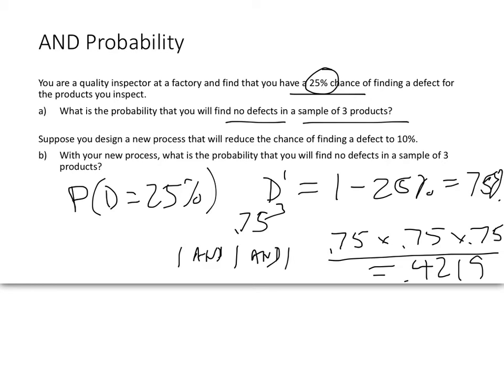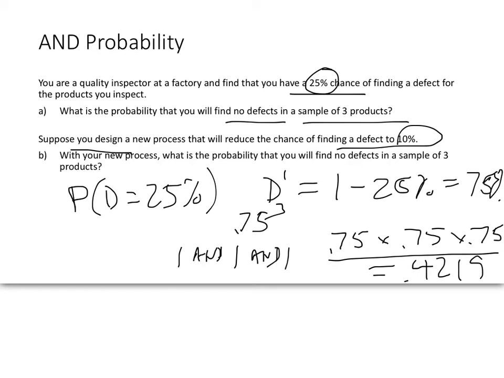Now, part B, we've got a new piece of information here. You have designed a new process that will reduce the chance of finding a defect to 10%. With your new process, what is the probability that you will find no defects in a sample of 3 products? So this is the same question, but we've just got some new information to work with.